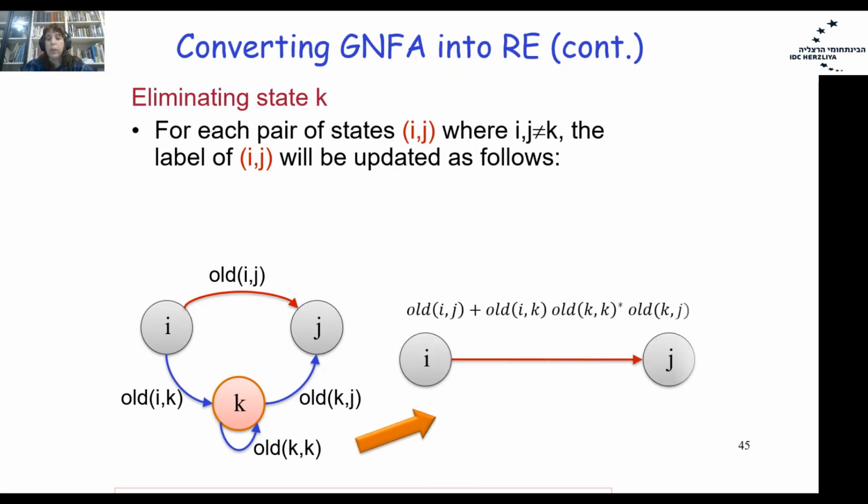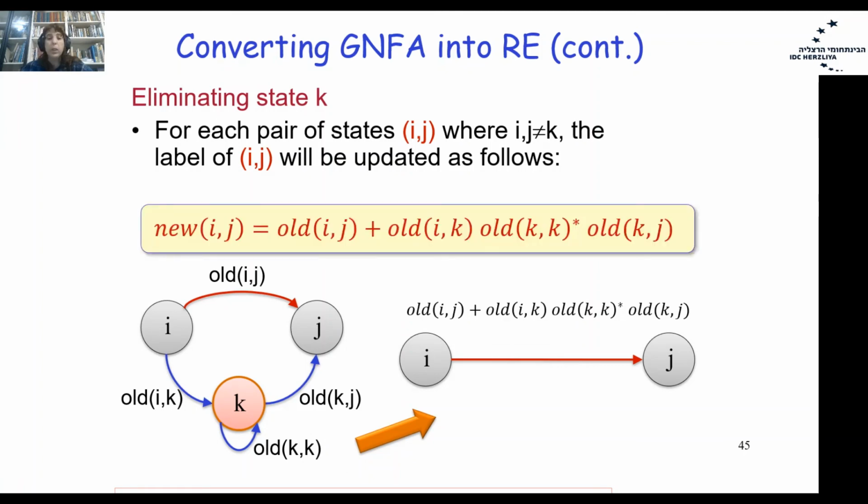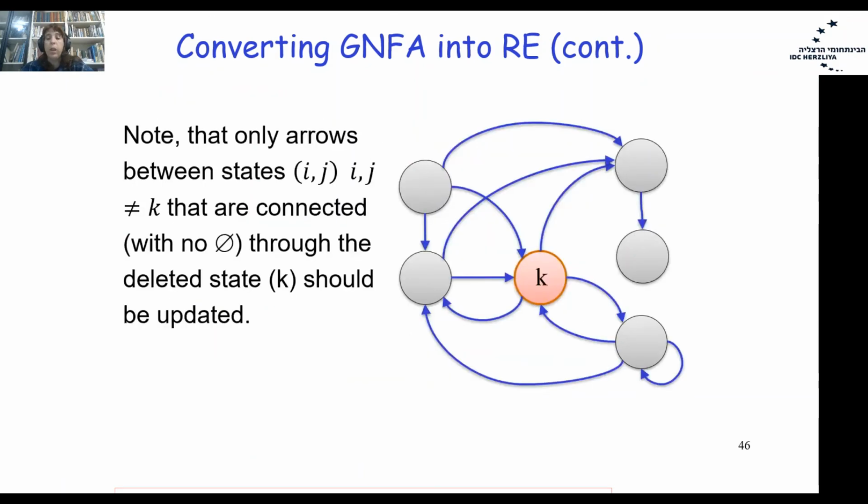So please see, if I eliminate K, I have the following edge: old IJ, as we had, plus this additional new edge, old IK, the self loop old KK star, and old KJ. So we will define new IJ as old IJ plus old IK, old KK star, old KJ. Please pay attention. When you delete some node K, you have to update all the pairs of states I, J going through K.